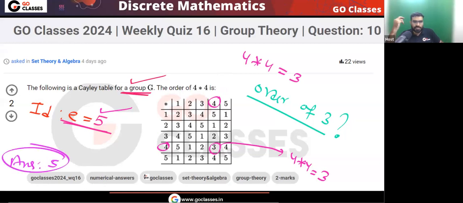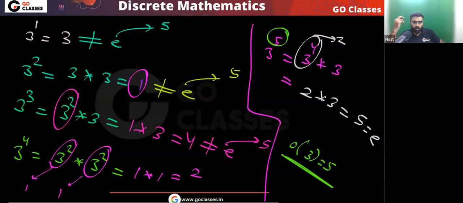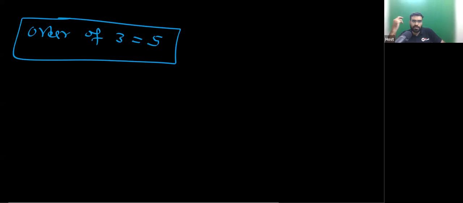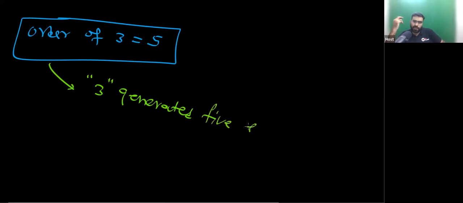Okay, so can I say 3 has generated how many elements? If the order of 3 is 5, then how many elements has 3 generated? It simply means 3 generated 5 elements. This 3 has generated a total of 5 elements. So in the group, you have only 5 elements. So 3 has generated the entire group. Okay, the group has 5 elements.